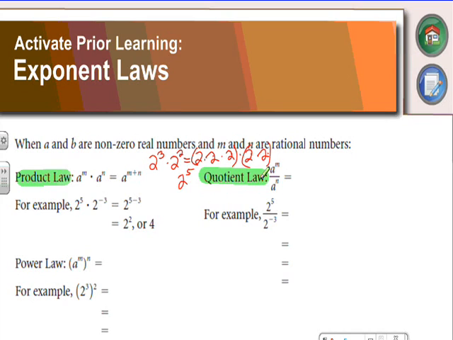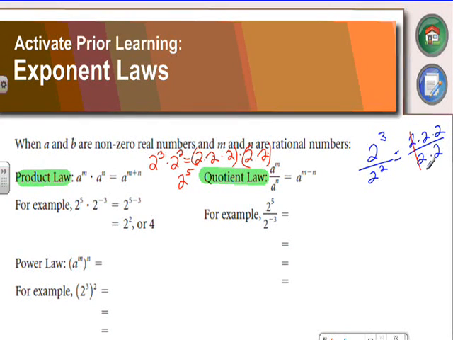Now if we look at the quotient law, that's when we're dividing. Same kind of thing happens, but this time instead of adding, we are going to subtract. So let's pick an example for this one, and stick with 2. 2 is always a good base to use. How about 2 to the 3 over 2 to the 2 this time? And again, what does that mean? That's saying 2 times 2 times 2 over 2 times 2.